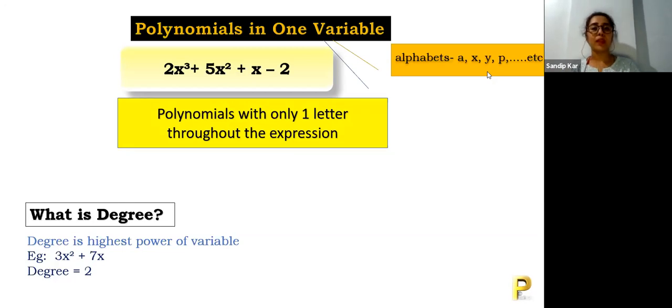I hope you're clear with what is a polynomial in one variable. That means that throughout the polynomial, you should have only one variable in it.